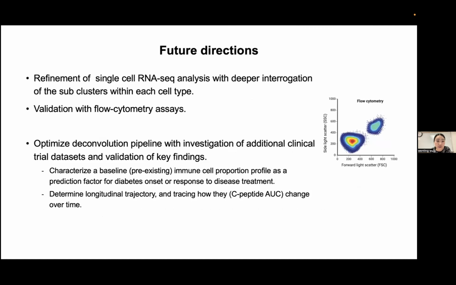In our future direction, we will refine the single cell analysis, especially for those subclusters. And we have downloaded some flow cytometry assay data to further validate those findings. For the deconvolution part, we will do more work on optimizing the pipeline and investigating additional clinical trial data sets. We are also interested in determining the longitudinal trajectory, tracing how the C-peptide AUC changes with the cell proportion over time.